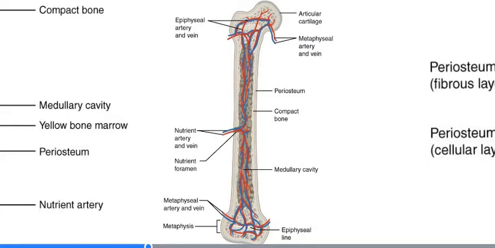And all of these structures go in through this nutrient foramen, and especially the blood vessels are going to fill in a lot of the medullary cavity where they can interact with the bone marrow and send smaller and smaller vessels into the tissue here and there.